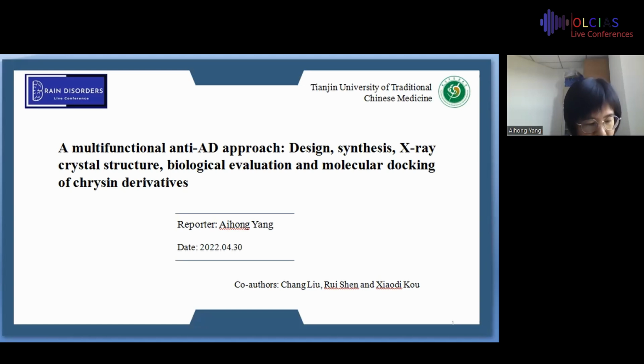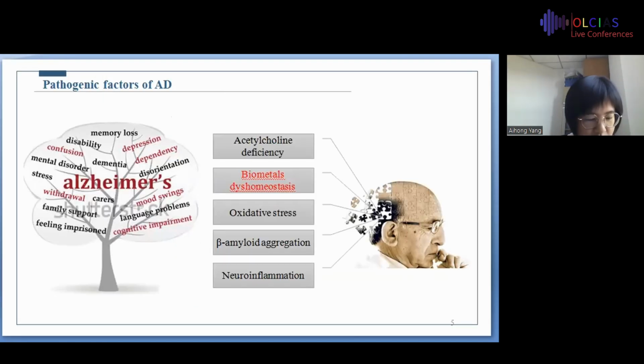Alzheimer's disease has many manifestations and pathologic features, such as memory loss, disability, dementia, depression, etc. So with the aging of the population intensifying, finding a cure or reasonable treatment for AD has become an urgent priority.